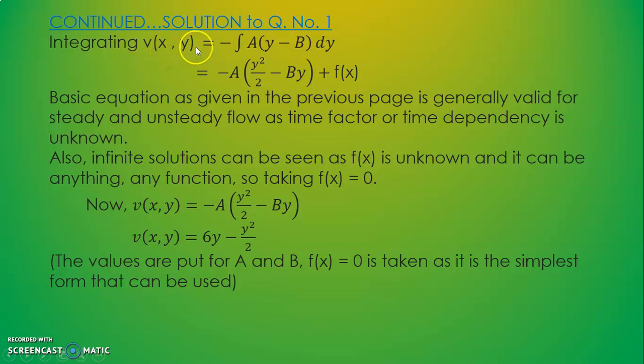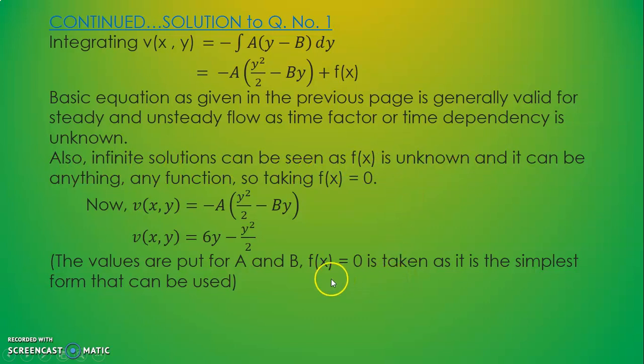v of x comma y is equal to minus integration a into y minus b dy, as obtained in the previous page. The basic equation as given in the previous page is generally valid for unsteady and steady flow, as time dependency is unknown. Also, infinite solutions can be seen as f of x is unknown, and it can be any function.